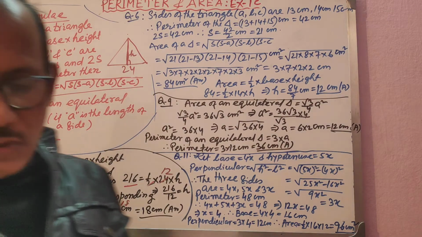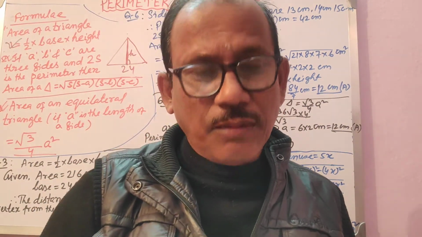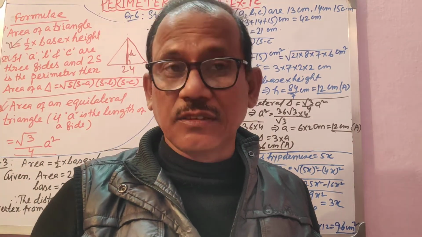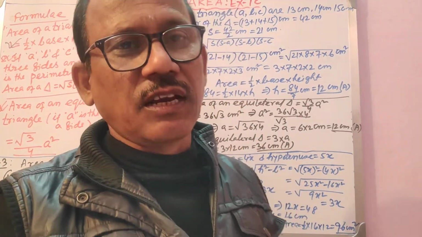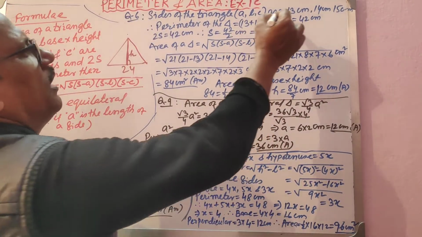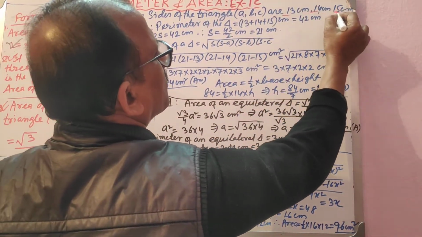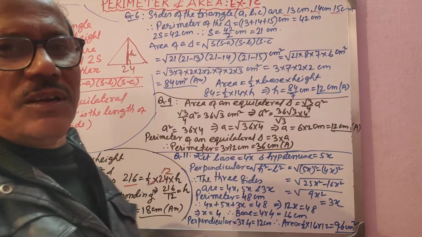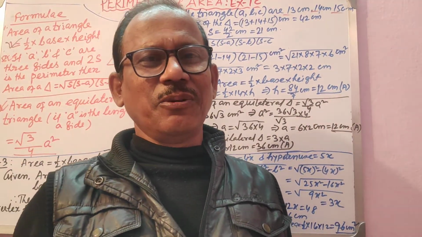Now moving on to some of the questions I have taken. Question number 6: find the area of a triangle of sides 13 centimeter, 14 centimeter and 15 centimeter. Three sides are given to you. Now, which formula will you implement?